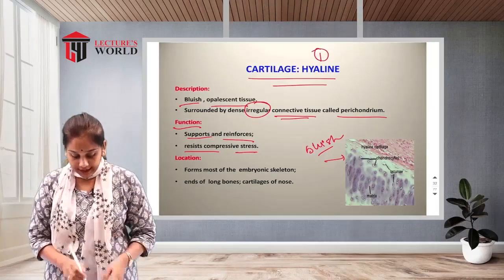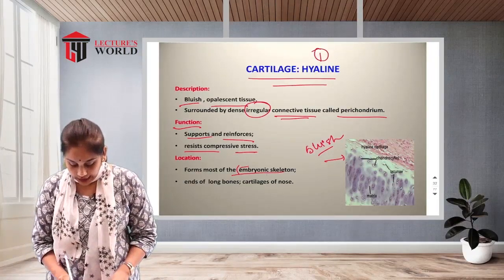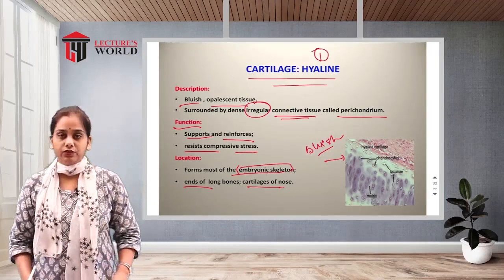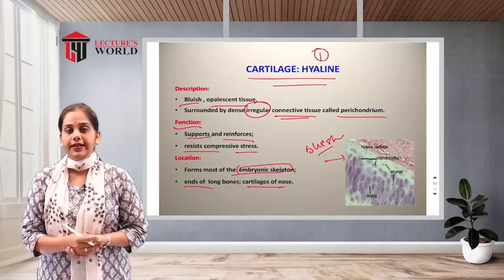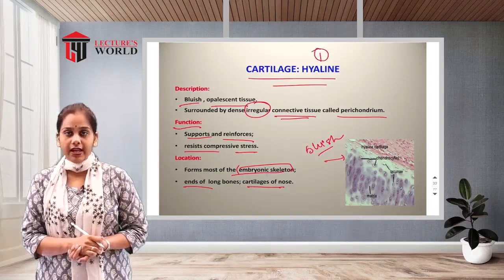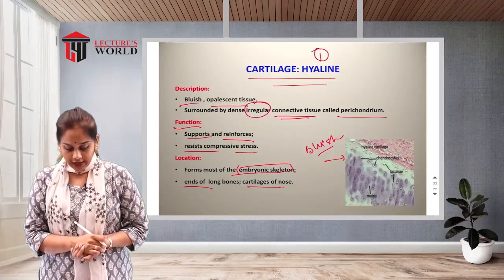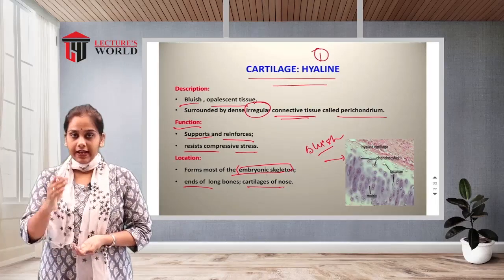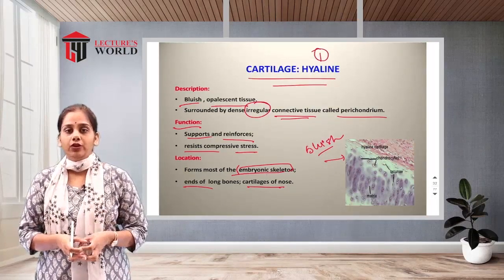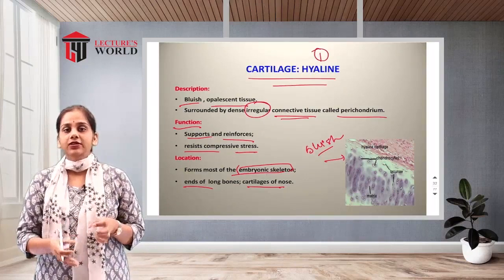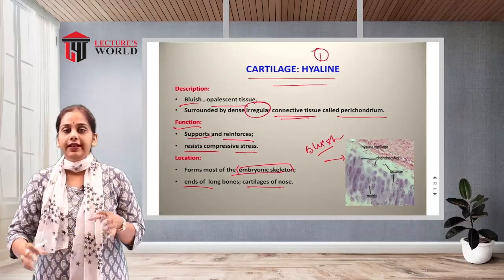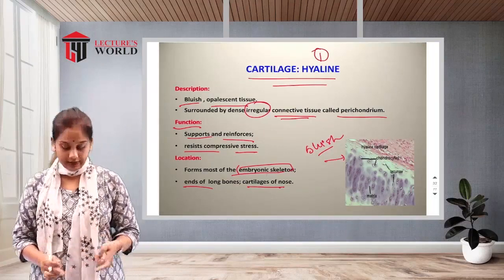Where is it located? It forms most of the embryonic skeleton, the ends of the long bones, and the cartilage of the nose. You can also feel it over the tip of the nose, there is hyaline cartilage. So it is in the nose, at the end of the long bones, and during the embryonic development of the fetus, at the time of skeleton development. In the embryonic skeleton there is hyaline cartilage.